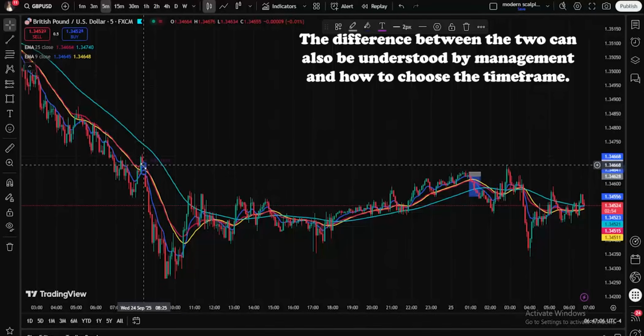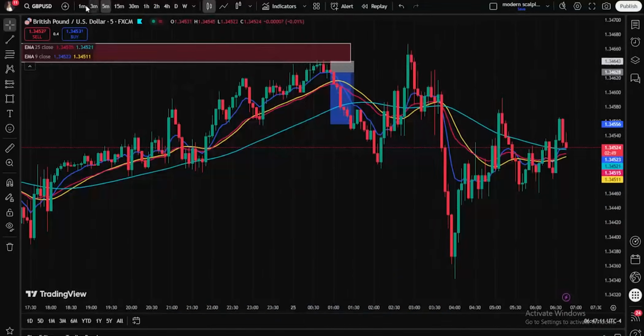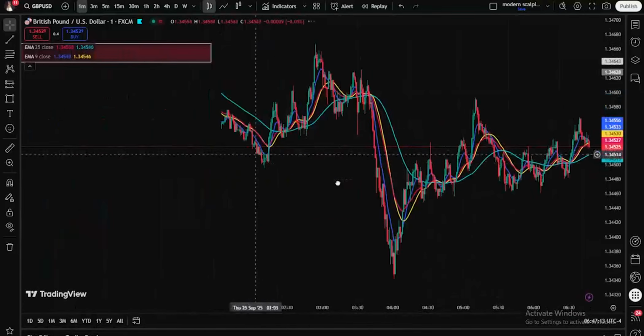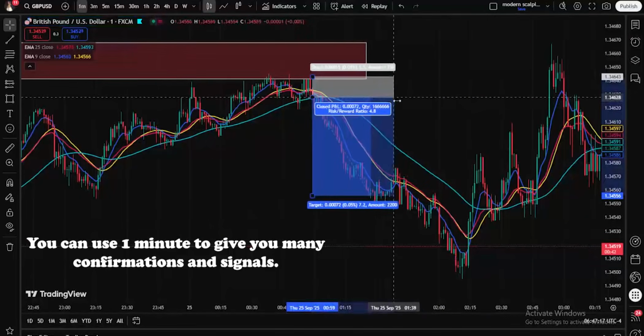To improve, you can even find the most important areas in the higher time frame, and then for better entries, you can use the 1-minute time frame, which will make the entries more optimized and give you accurate signals.